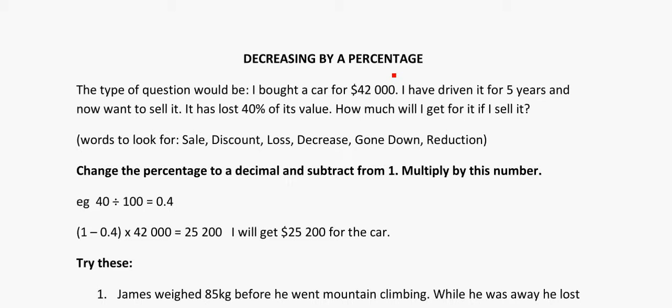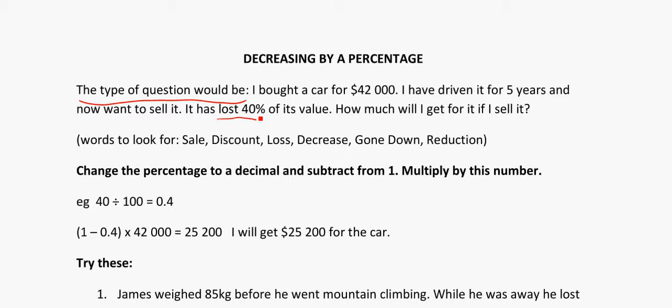Okay, in this video we're going to learn how to decrease something by a certain percentage. Now the type of question would be, I bought a car for $42,000. I have driven it for 5 years and now want to sell it. It has lost 40% of its value. How much will I get for it if I sell it?